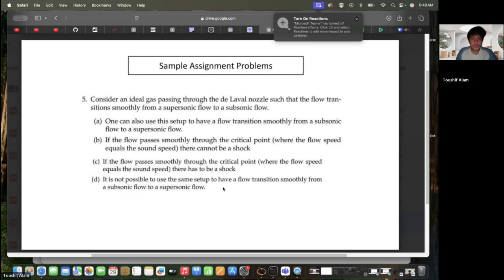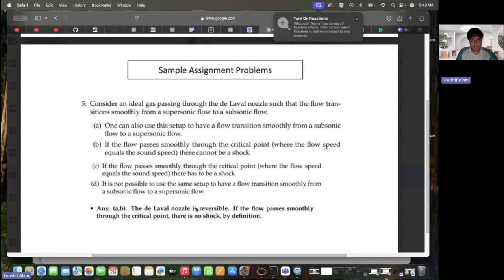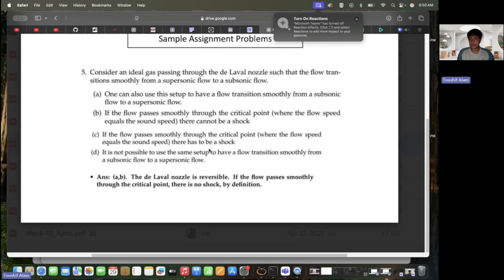The de Laval nozzle, we have already discussed, is reversible. So it can be like this, it can be like this. It's the same, right? If the flow passes smoothly through the critical point, there is no shock by definition because M is equal to 1. So one can also use the setup to have a flow transition smoothly from a subsonic flow to supersonic. But if you pass the supersonic flow, it won't remain supersonic, it will be subsonic flow. There are certain conditions, but for now let's think that it will be less.